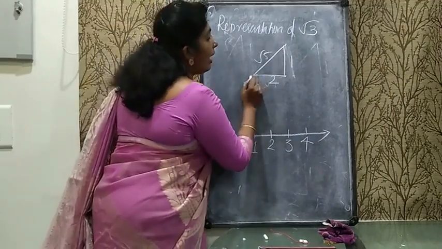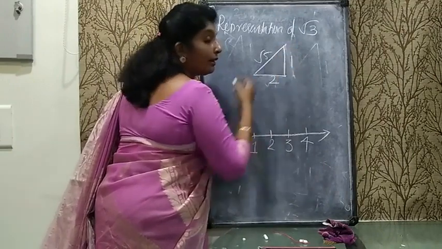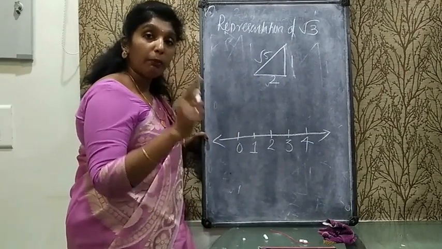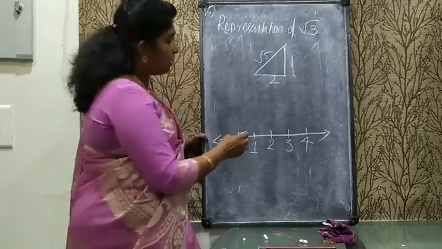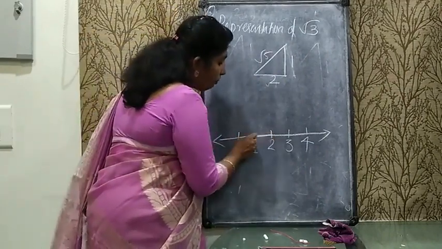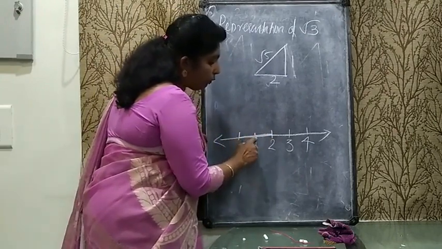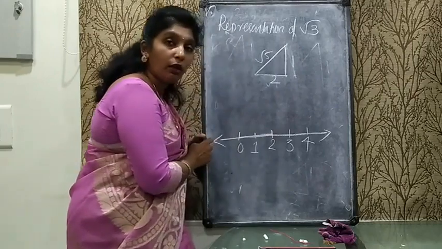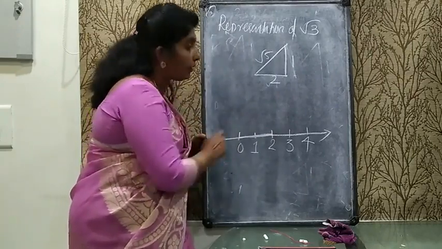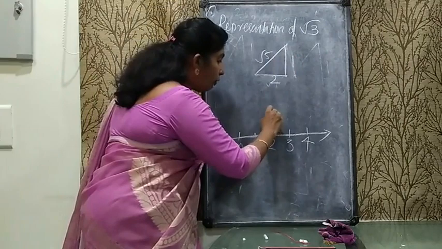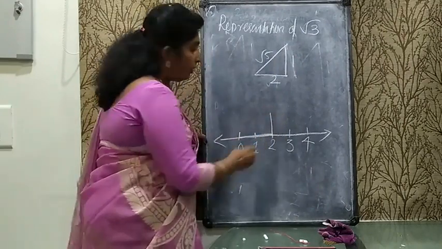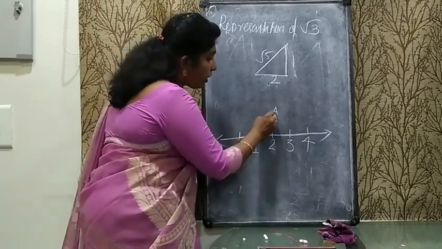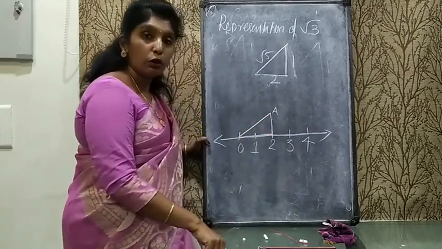So you can see I have to draw a right angle triangle whose base should be 2 unit and the perpendicular should be 1 unit. So here 2 unit base I have to take from 0 to 1 and 1 to 2. This much distance is 2. So 2 unit distance you need to take in your number line. The perpendicular should be 1 unit. Now you have to mark this point as A. Now this O and A you have to join.